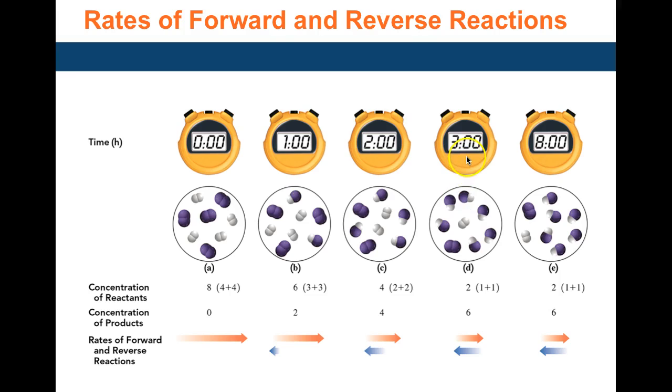Now, after the third hour, you'll see that there's only 1 of the hydrogens and 1 of the iodines. The rest of the 6 molecules present are hydrogen iodide.